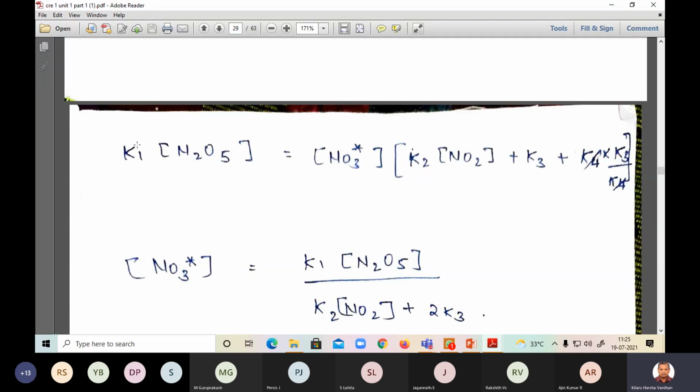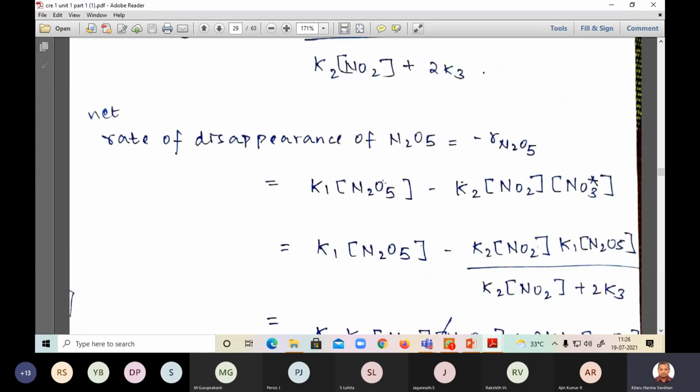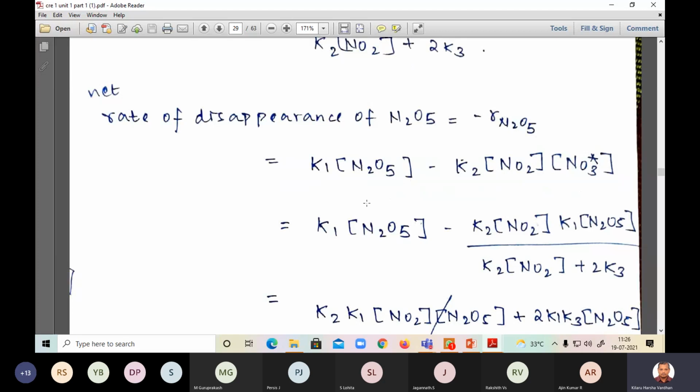Net rate of disappearance is nothing but K1 N2O5 minus K2 NO3 NO2 plus K3, all that. Yeah, you can see the net rate of disappearance, minus r N2O5, is K1. In the first step it is disappearing, then K2 is appearing. So one minus the other, you are getting it in terms of NO3 star, which is an unmeasurable quantity. So we have to write NO3 in terms of measurables.